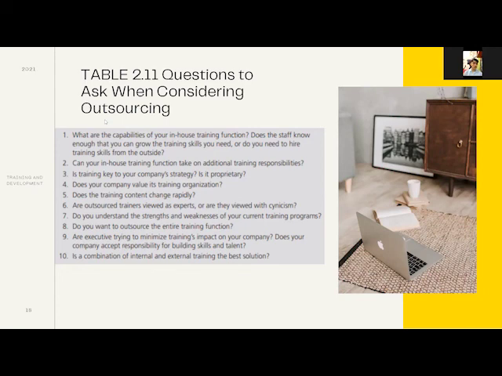Fifth, does training content change rapidly? Sixth, are outsourced trainers viewed as experts, or are they viewed with cynicism? Seventh, do you understand the strengths and weaknesses of your current training programs? Eighth, do you want to outsource the entire training function? And ninth, are executives trying to minimize the training's impact on your company? Does your company accept responsibility for building skills and talent? Tenth, is a combination of internal and external training the best solution?